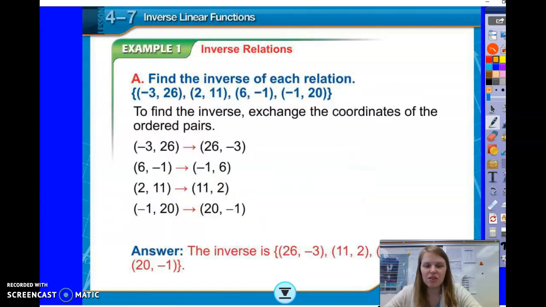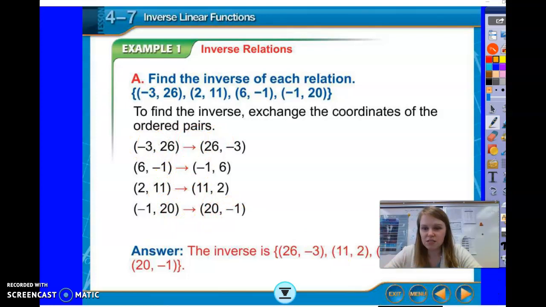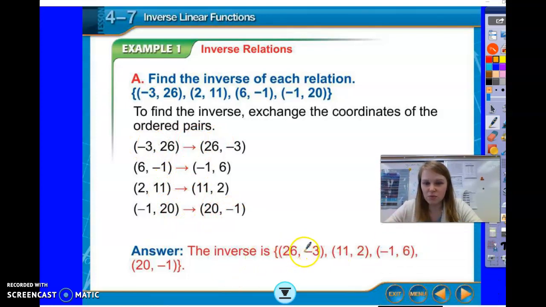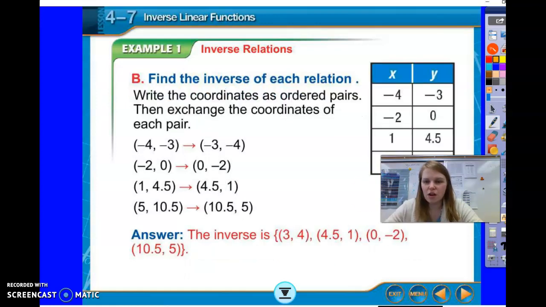Let's look at another one here. Find the inverse of each relation. They're giving us 4 data points. Imagining a graph, you would have these 4 points on your graph. To find the inverse, flip them. So the first one was -3, 26, so we have 26, -3, and so on. That's it. Just flip those numbers. That's your inverse relation.